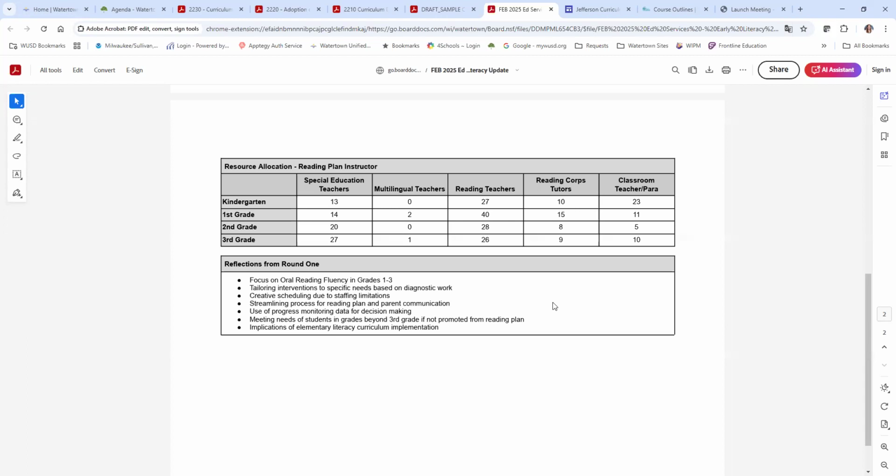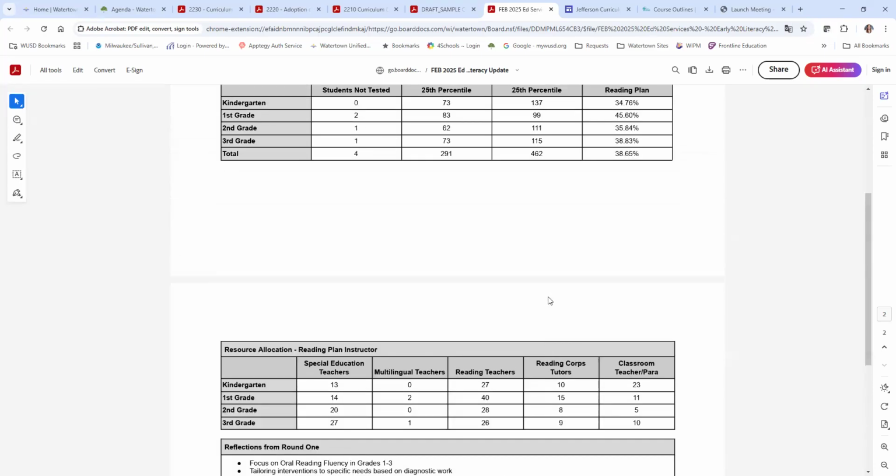So those students being serviced by multilingual teachers were the students that we determined were below the 25th percentile due to their language acquisition level. Gotcha. And so, out of the table on the first page, do you have a ballpark on how many students are below the 25th percentile because they're in that multilingual category? Not right off, it's not easy to grab right now, but I can get that for you if you'd like.